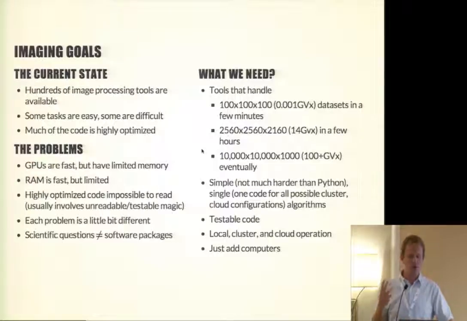In terms of the imaging goals we have, the current state is there are many, many image processing tools available. Some tasks are easy, some are very difficult, and much of the code is highly optimized. It's written for GPUs so that it's very performant on one machine, but as soon as your GPU runs out of memory, it stops working. So the issues we have are with the GPU, with RAM, and with optimized code, which is very unreadable or untestable because it's written for one specific application and is very compacted for that, but it's difficult to figure out what's going on.